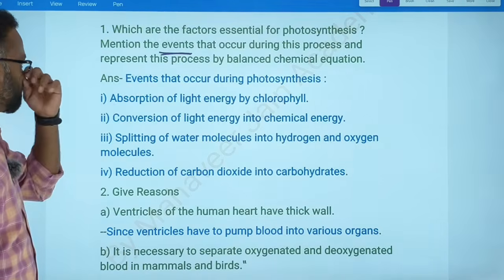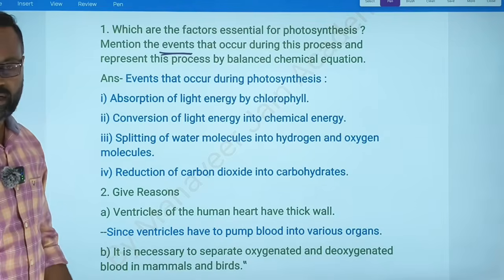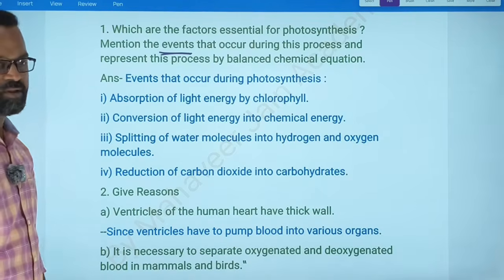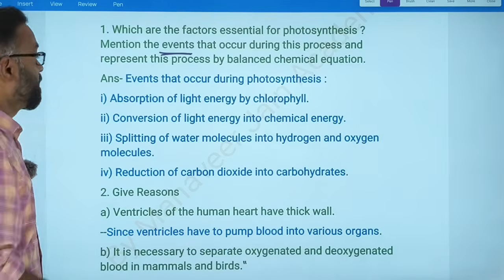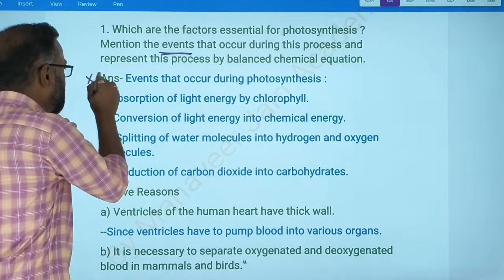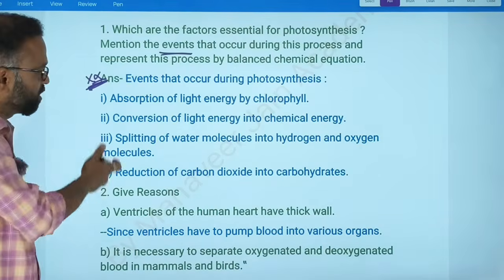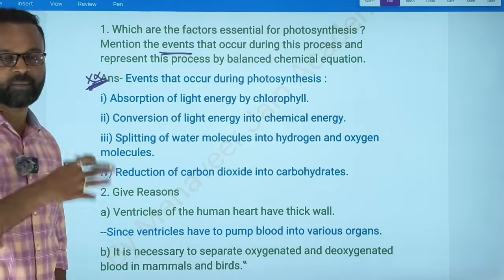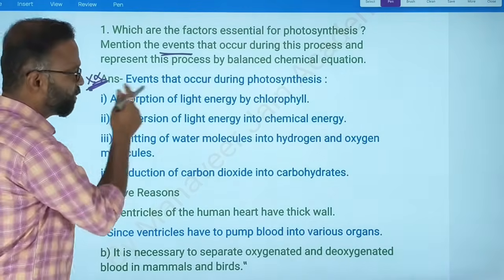What are the steps now? Factors essential means which all things? Sunlight is required, water is required, chlorophyll is required, and carbon dioxide is required. Those are the factors essential. Events are very important. Many times it is asked, or sometimes they will give these steps in a shuffled manner and you should arrange them in a proper order. Events that occur during photosynthesis.